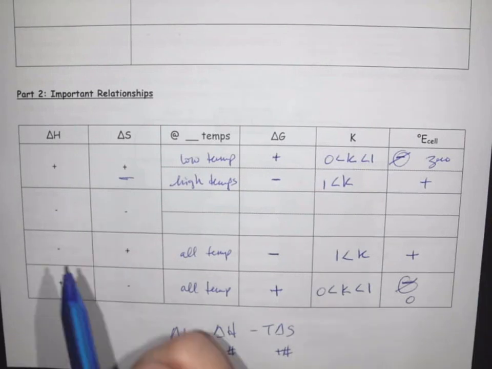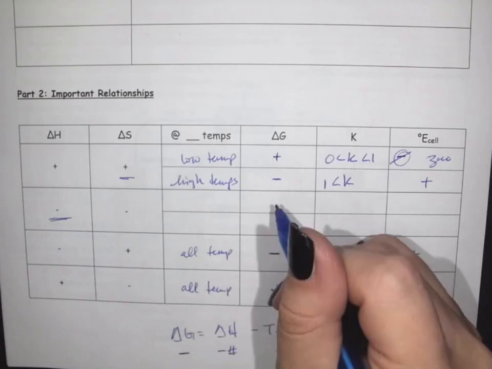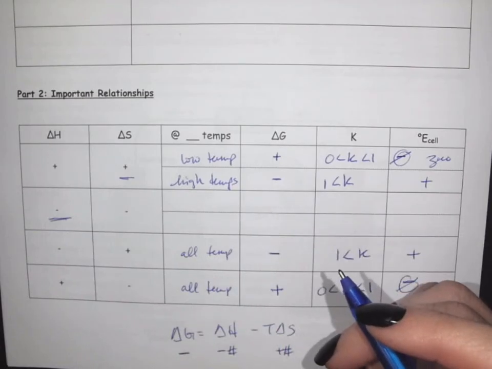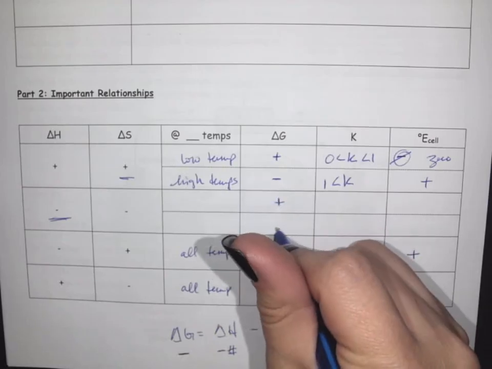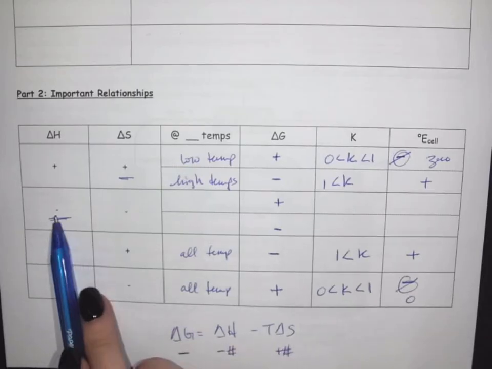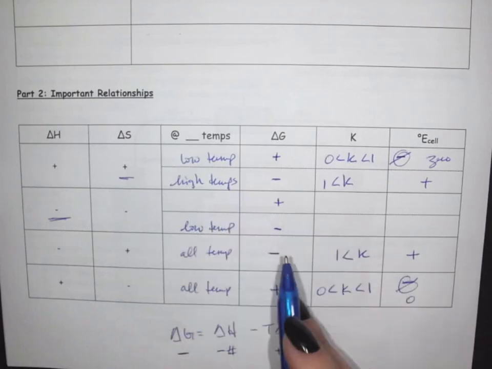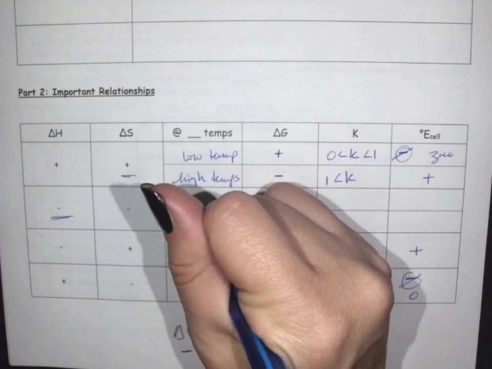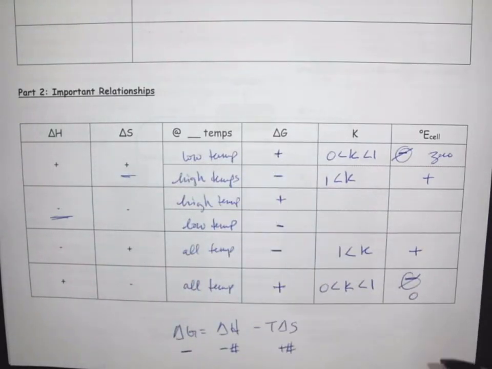Now when they're both negative, this is when delta H is our driver. So sometimes delta G could be positive, sometimes it can be negative, and it is going to depend on the temperature. So negative, negative, low temp gives us a negative delta G, but negative, negative, when you have a high temp, then the reaction does not happen. That would be a positive delta G.